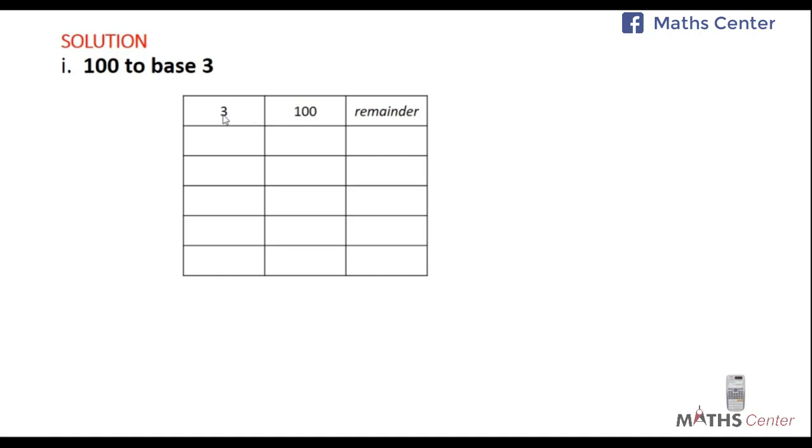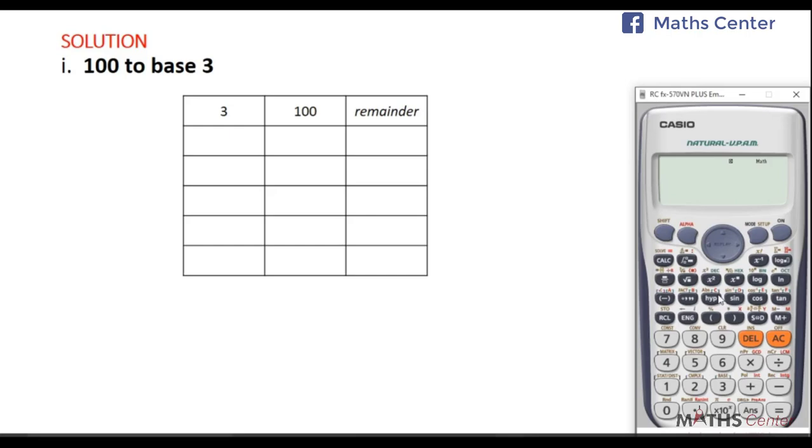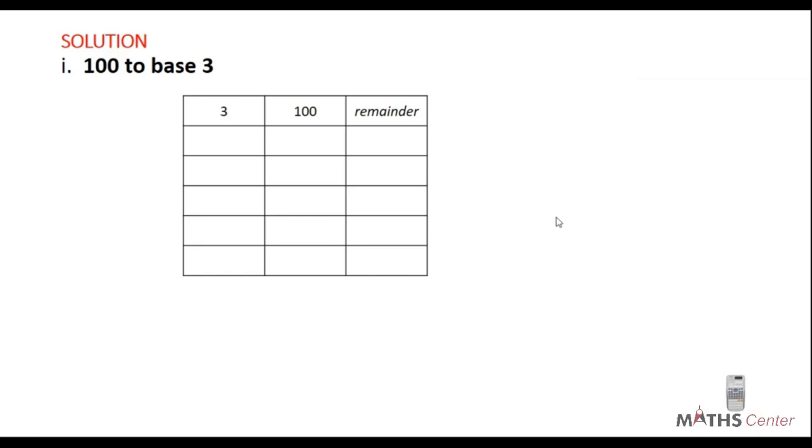So you divide 100 by 3. So you press on your calculator, 100 divided by 3. Now if you divide 100 by 3, you can see from here that you are getting 33.3333, which means that if you divide 100 by 3, you are going to have 33 as your whole number. Then there will be a remainder. That is why you have the decimal point here. So you first have to worry about the whole number. The whole number you are getting is 33. So you write that here as 33.